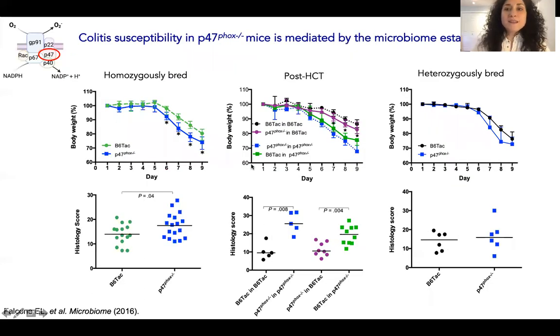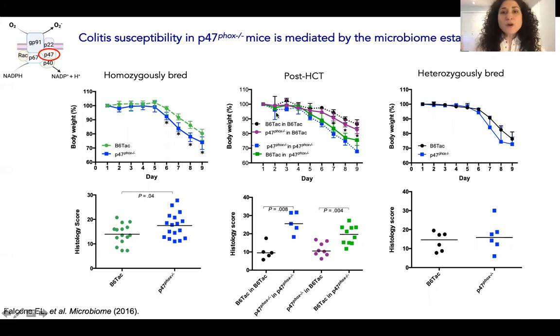From our end, this is what we found. When we looked at P47 knockout mice that were homozygously bred, that is, they are maintained with their microbiome that is intrinsic to their genotype, here we see in the DSS colitis model that P47 knockout mice have increased weight loss and they have worse histology scores. We also noted increased mortality and worse disease activity indexes.